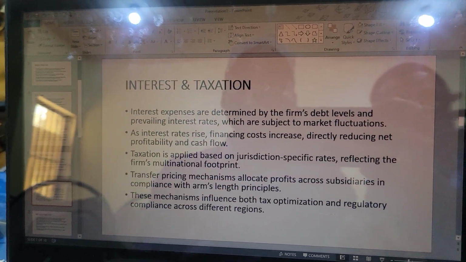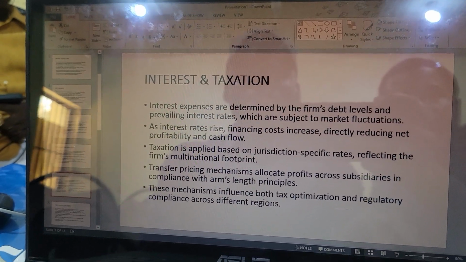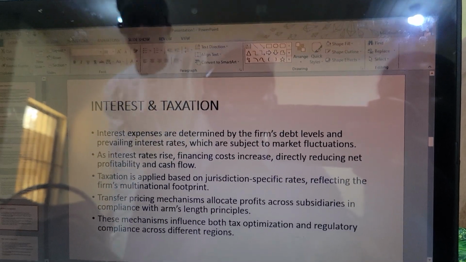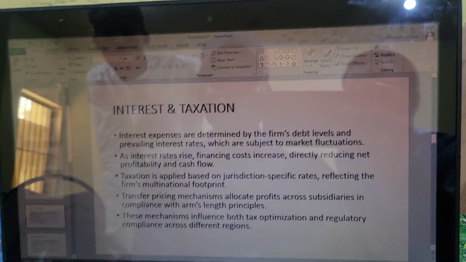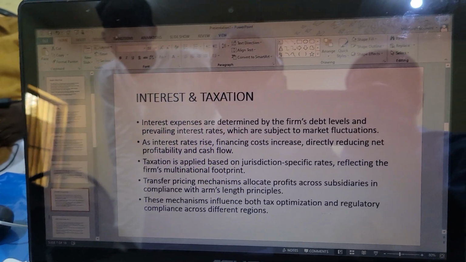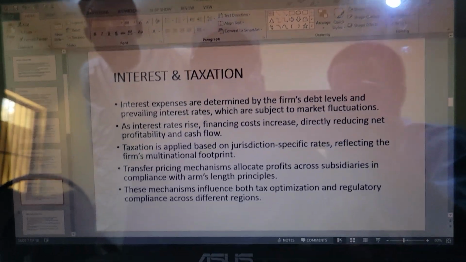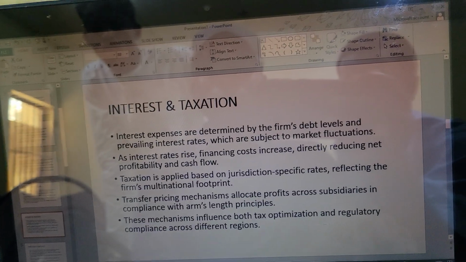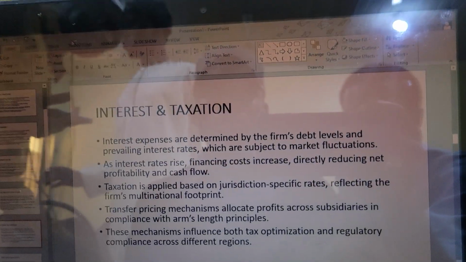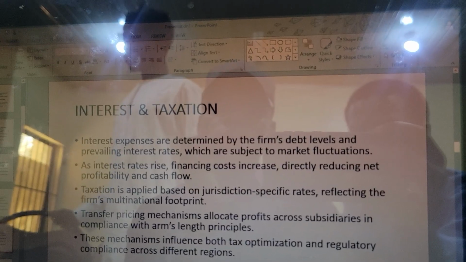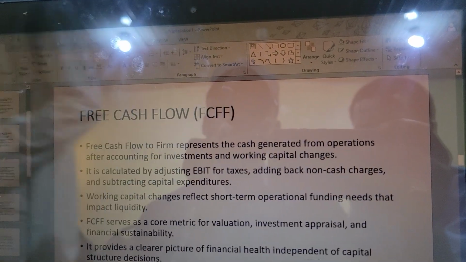Interest and taxation. Interest expenses are determined by the firm's debt levels and prevailing interest rates, which are subject to market fluctuation. As interest rates rise, financing costs increase, directly reducing net profitability and cash flow. Taxation is applied based on jurisdiction-specific rates, reflecting the firm's multinational footprint.